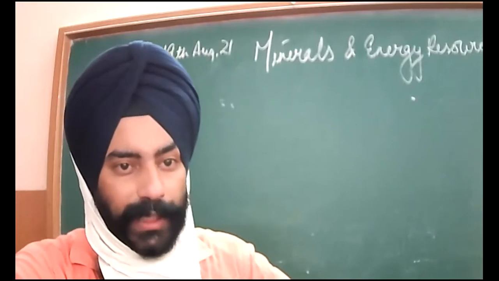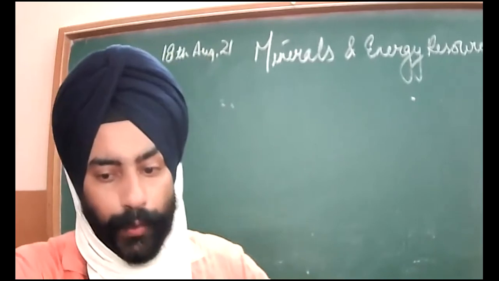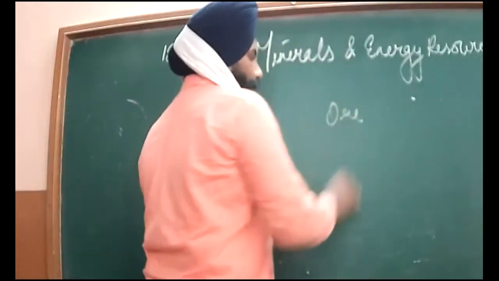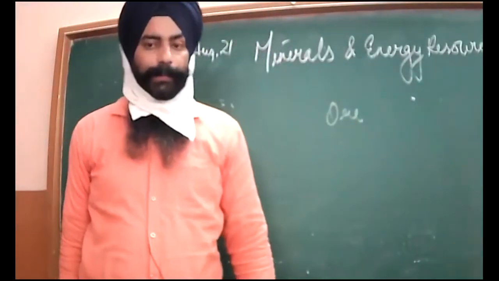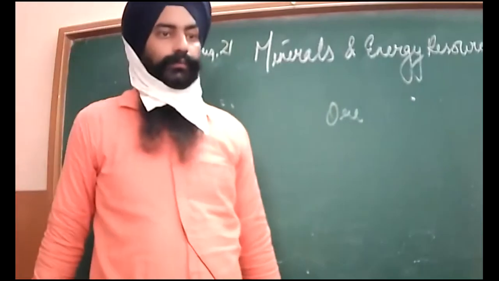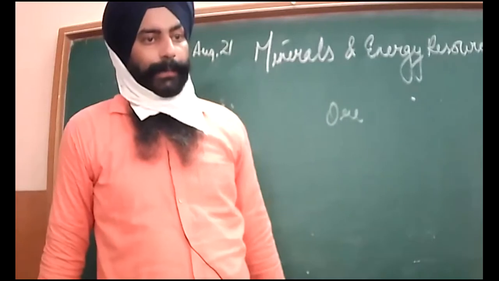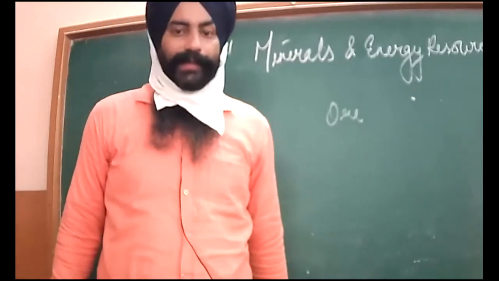Most minerals on earth are found in an impure form. That impure form is known as ore. Minerals are extracted in the form of ore. For example, iron ore. We can't directly use iron ore for our purposes. We have to separate its impurities. Impurities means mixture.